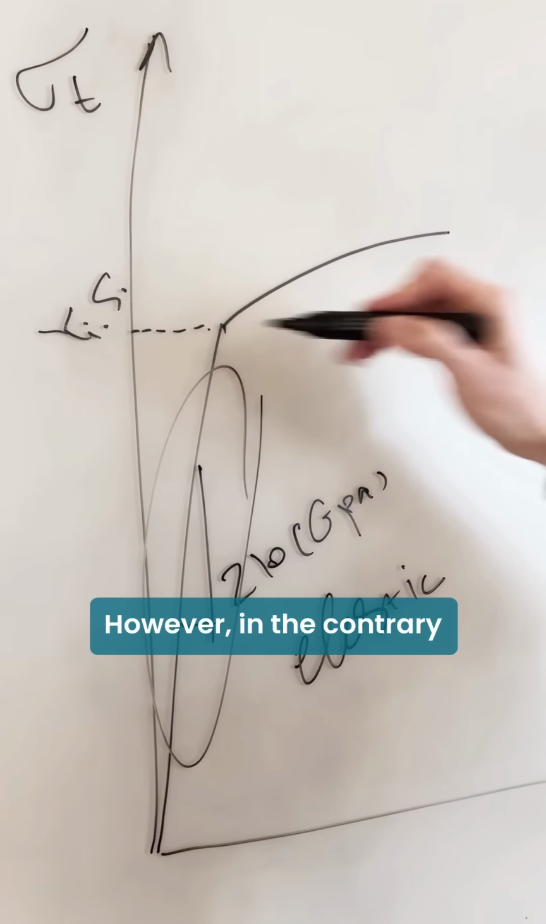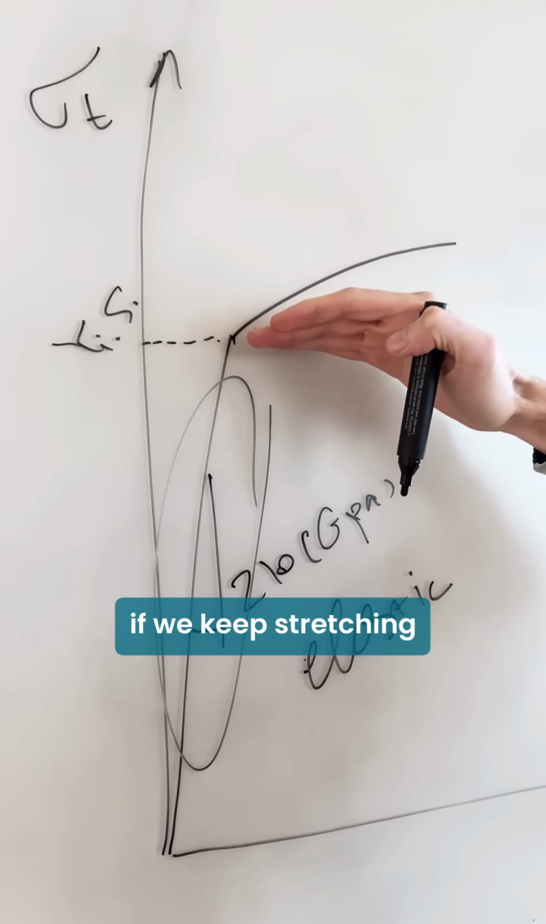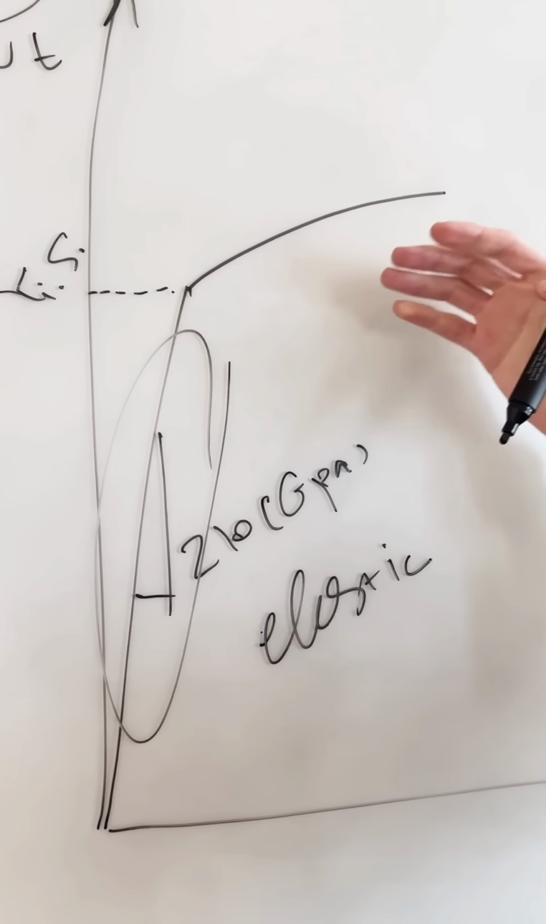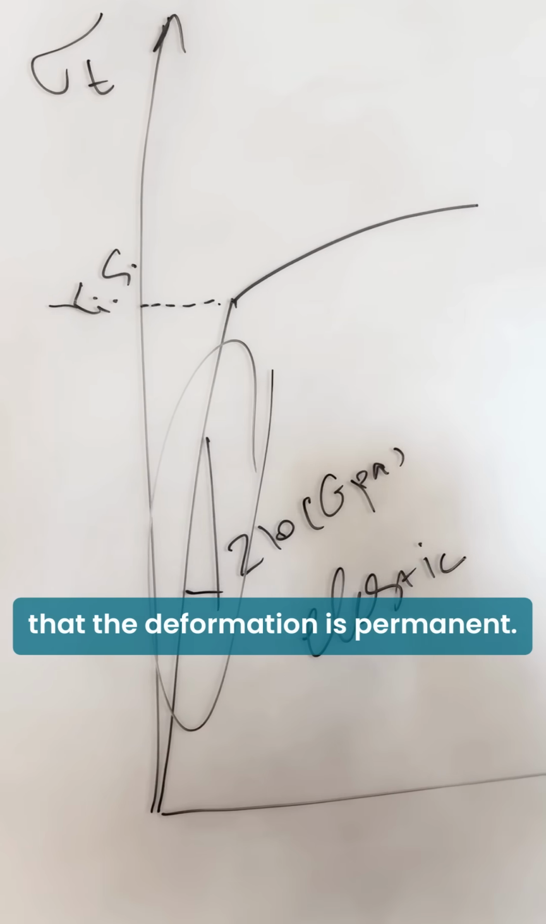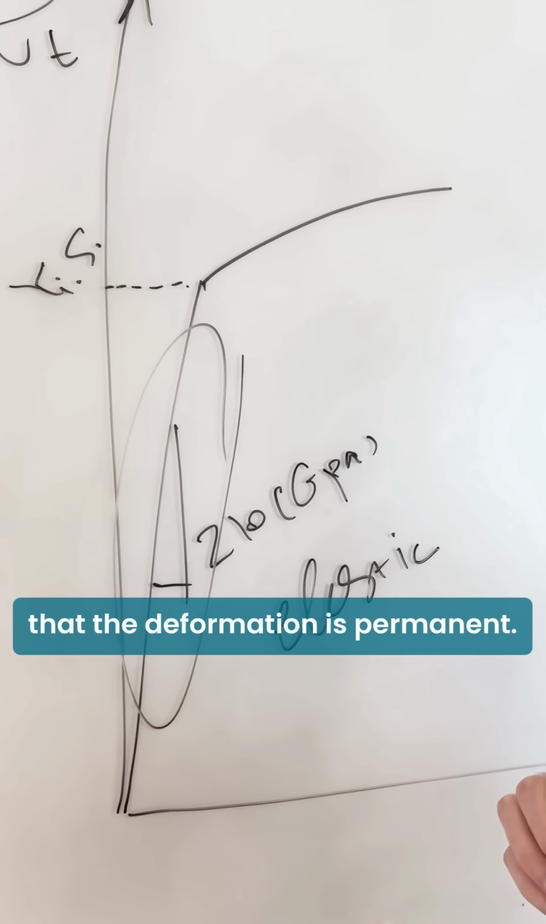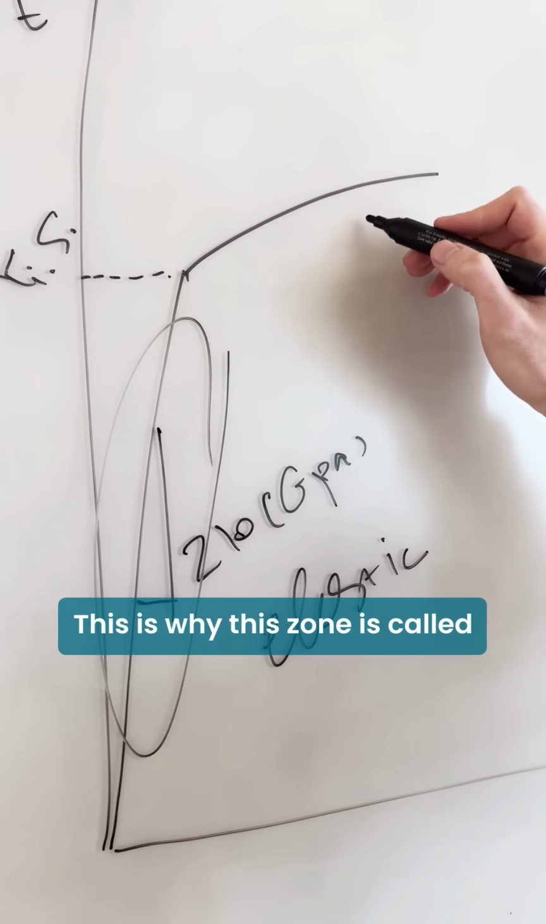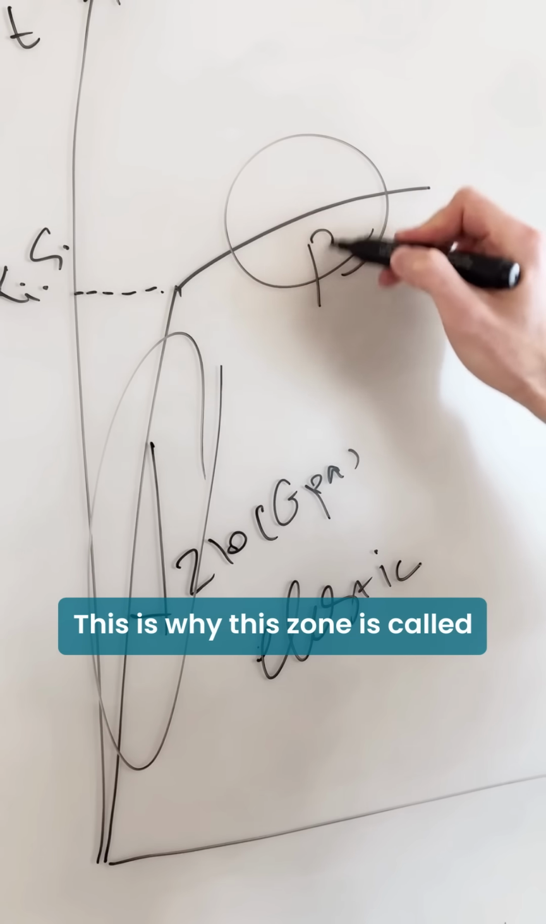However, in contrast to the elastic zone, if we keep stretching beyond the yield stress, the material will be plastically deformed, meaning that the deformation is permanent. It will never come back to its original form. This is why this zone is called the plastic zone.